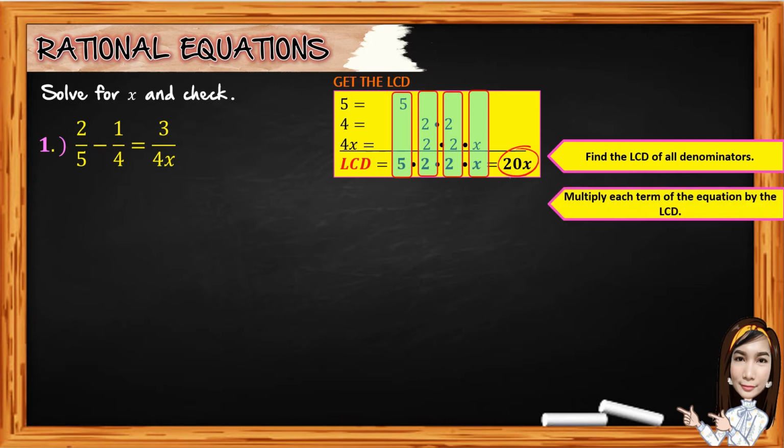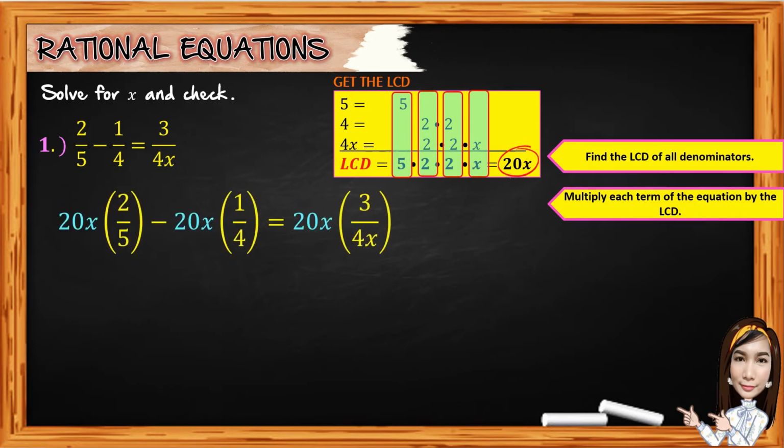Then multiply each term of the equation by the LCD. So we have 20x times the quantity 2 over 5 minus 20x times the quantity 1 over 4 is equal to 20x times the quantity 3 over 4x. Next, simplify and solve for x.